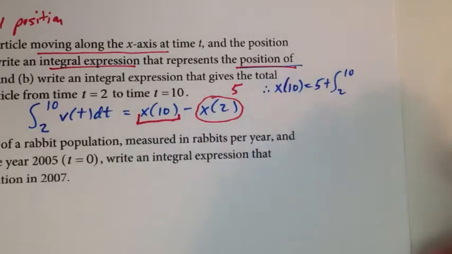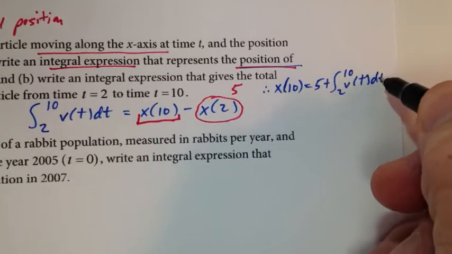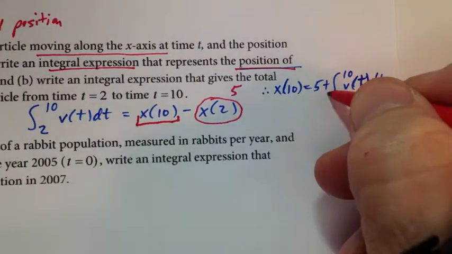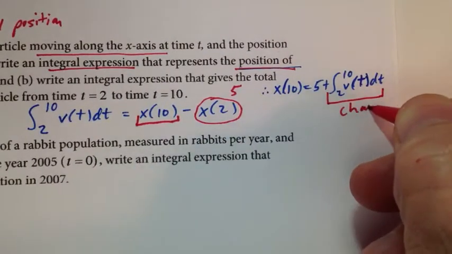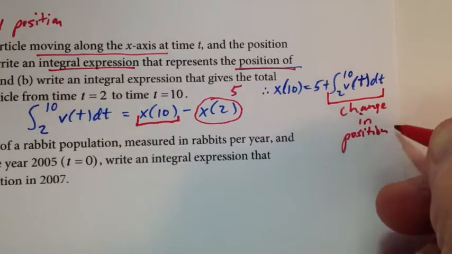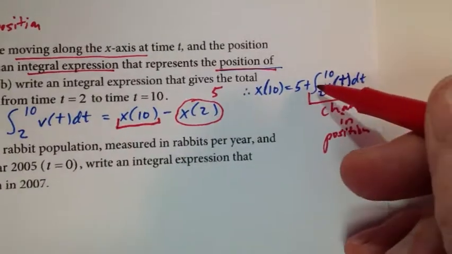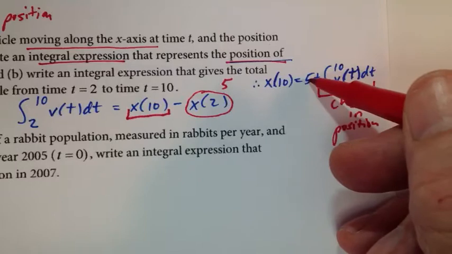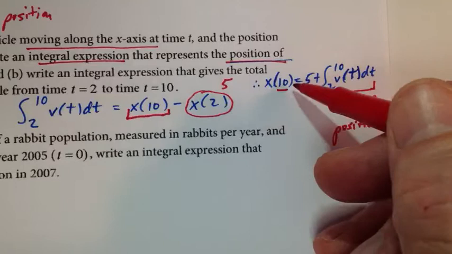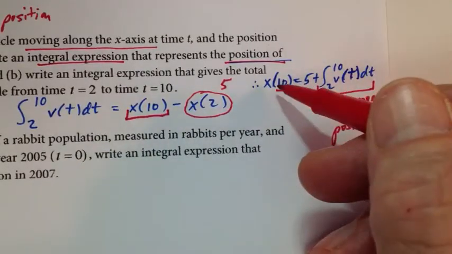And remember, the integral from 2 to 10 of the velocity represents the total change in position. So this guy right here, again, is the change in position, the net change in position. And when you add that number to 5, which may be a negative, you're going to get the position of the particle at that time. So x of 10 represents the position of the particle at time t equals 10.